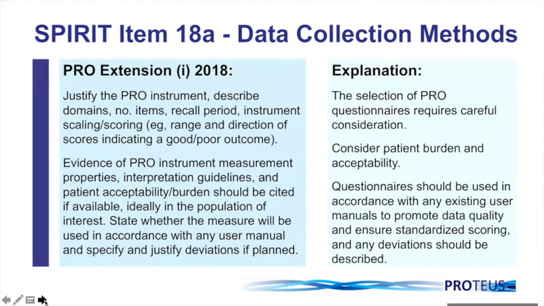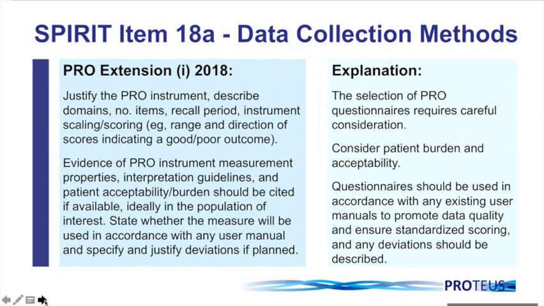The first of these, SPIRIT item 18A1, is that you should justify the PRO instrument. Describe the domains, the number of items, recall period, instrument scaling and scoring, for example, the range and direction of scores indicating a good and poor outcome. Also, evidence of the PRO instrument measurement properties, interpretation guidelines, and patient acceptability and burden should be cited if available, ideally in the population of interest. You should also state whether the measure will be used in accordance with any user manual and justify any deviations if planned.